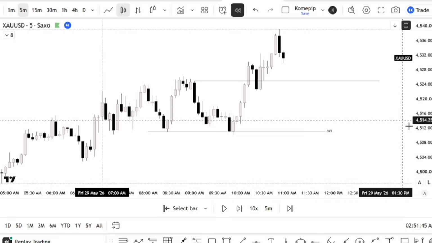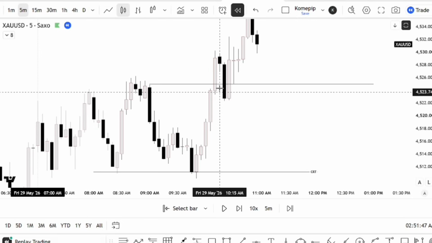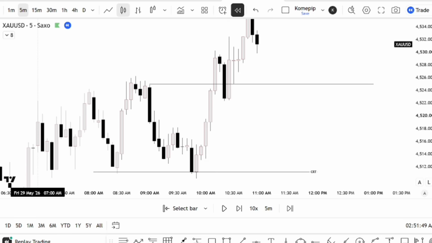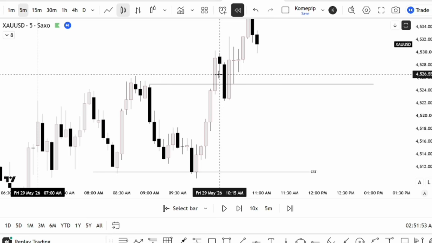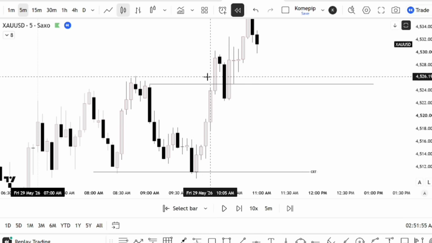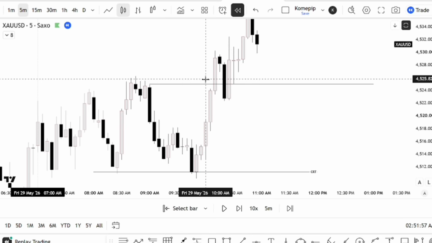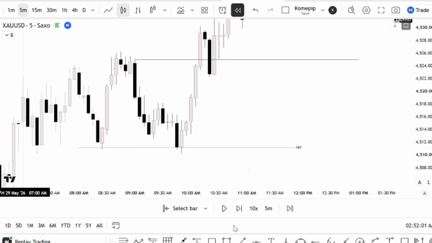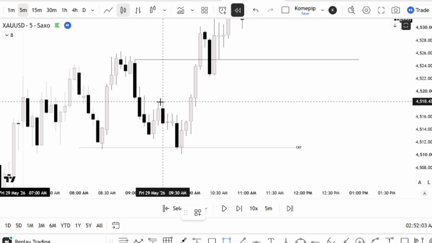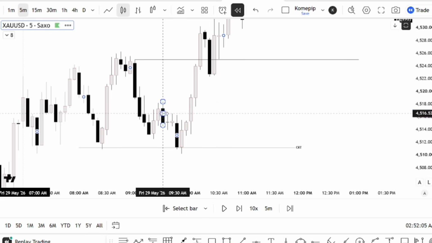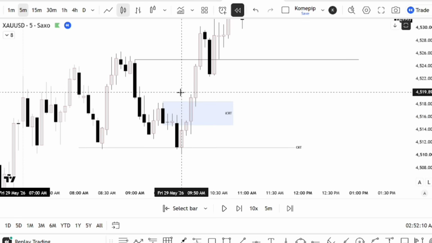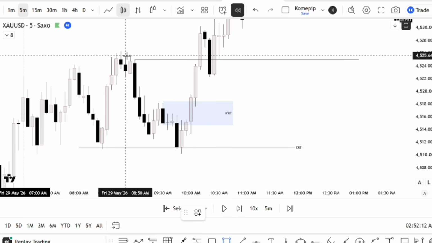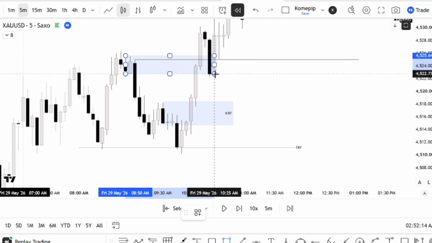At what point did price break it? This was the point at which price broke it. Immediately price broke this candle, we need to enter from here. So we need to pick our ICRT. How do we do that? It's simple. This is an ICRT, as you can see right there. This is the Come Pips ICRT, and this is an ICRT as well.